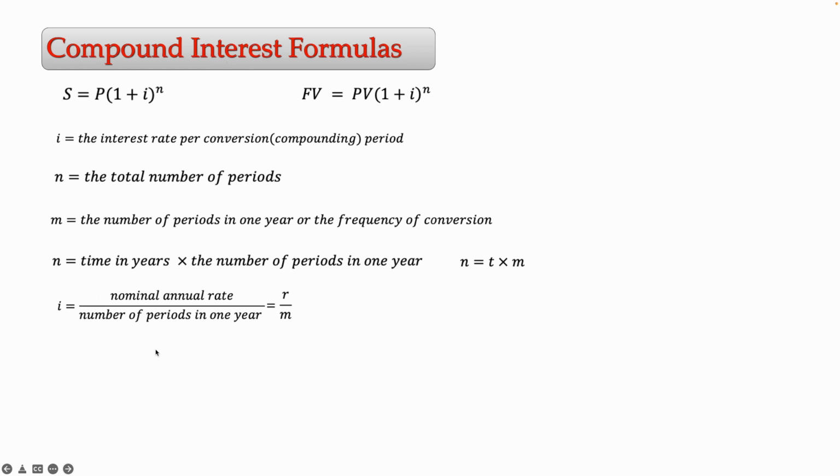Obviously, we need to take into account that the conversion could be monthly, which means that M equals 12, or the conversion could be quarterly, which means that M equals 4, or maybe it's semi-annual, and then the number of conversion periods will be 2. Obviously, it could be annual. In this case, the number of conversions will be only 1. Okay, with this explained, I can solve some problems related to this.